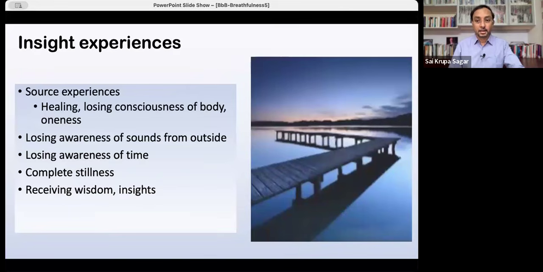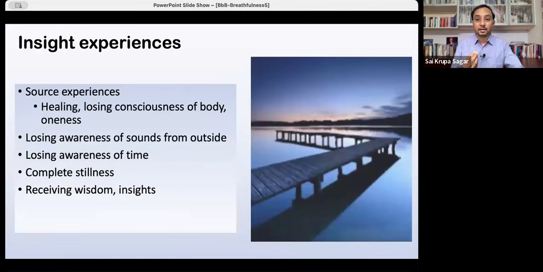And healing experiences are possible. Losing consciousness of body, again, very advanced stages. We look at insight. Yesterday we talked about the benefits, right? And the fifth one was insight and transcendence. So that is when these experiences happen. Losing awareness of sound from outside, losing awareness of time, complete stillness, and receiving wisdom and insight. When your mind calms down, then you start receiving insight, start receiving wisdom.